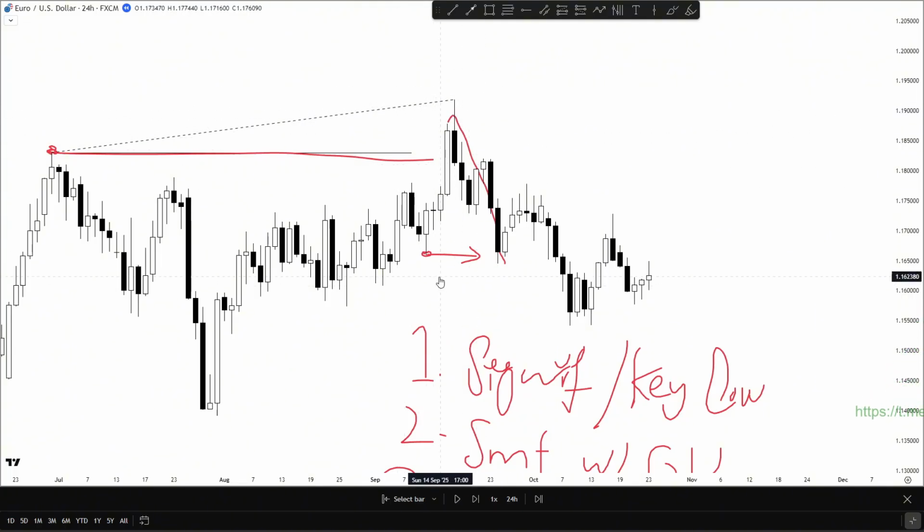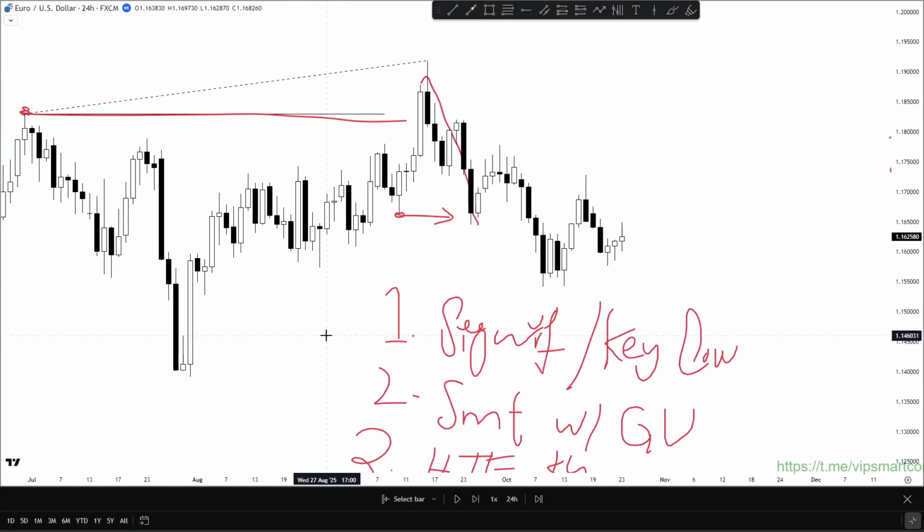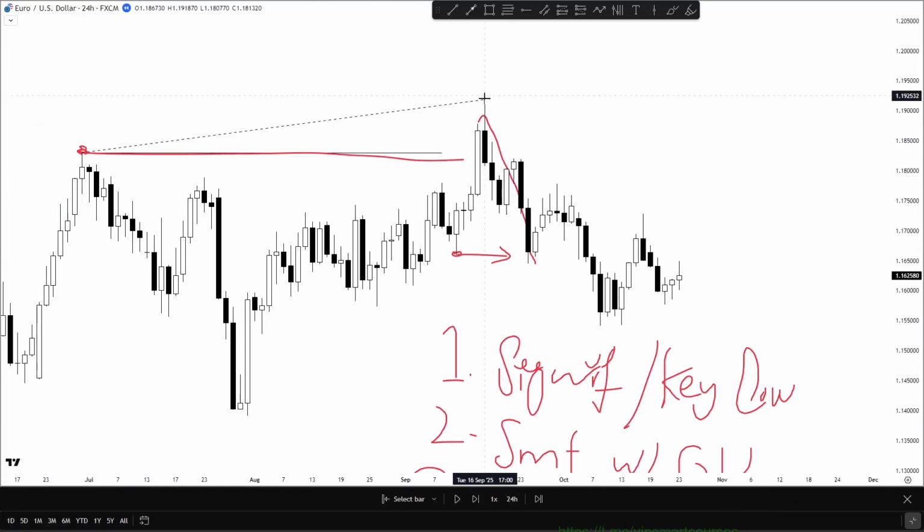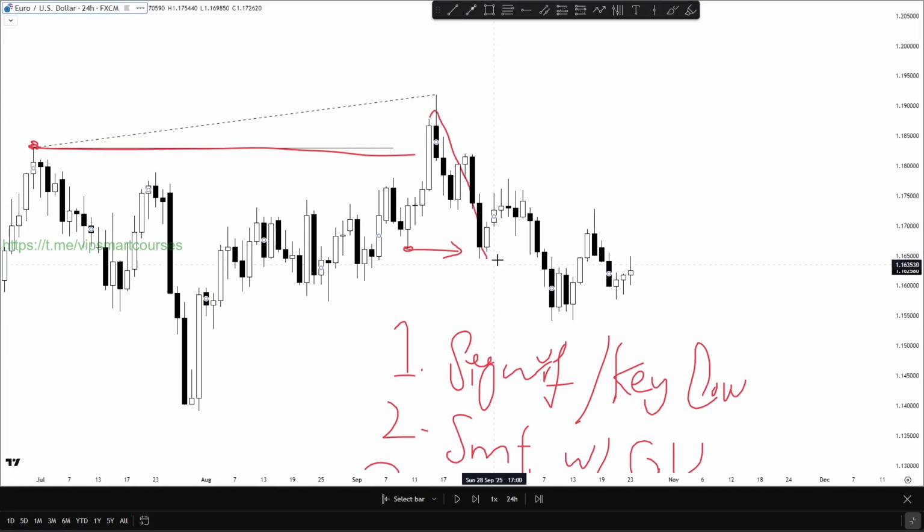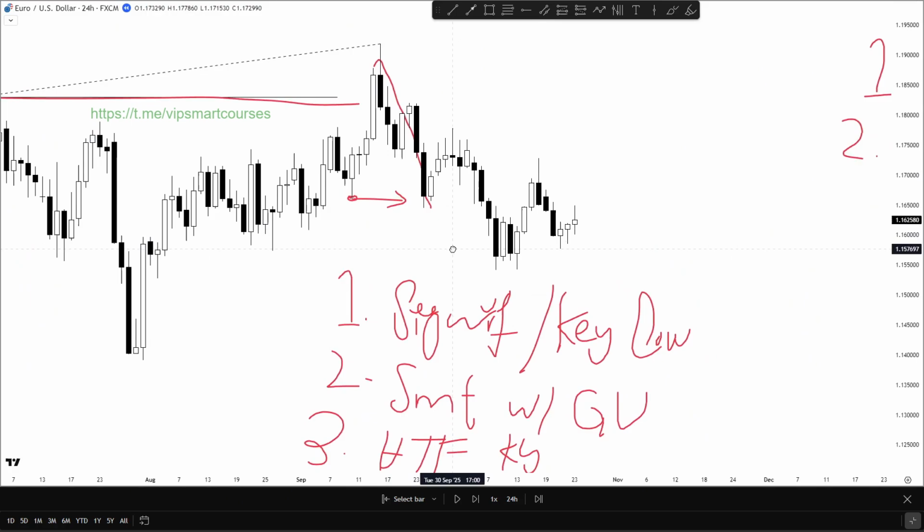But remember, the three main factors here is, first of all, this is a keto. We have an SMT divergence with GU. We have a monthly CRT. And along with that, we also tested a premium key level. And because of all of those factors, when we had this structural shift, that was considered a valid one. And from this point on, we then shifted into a bearish trend.